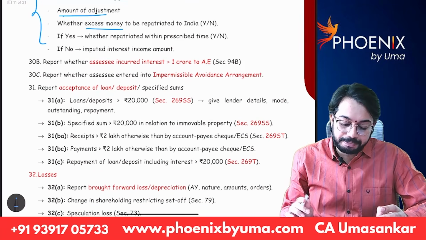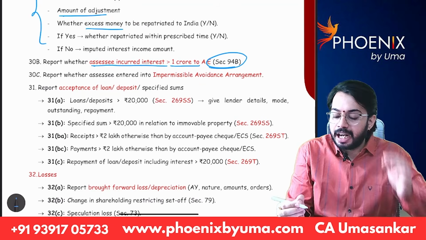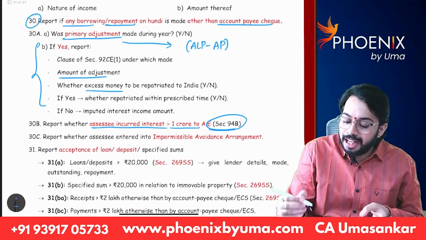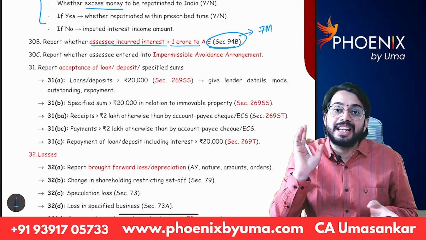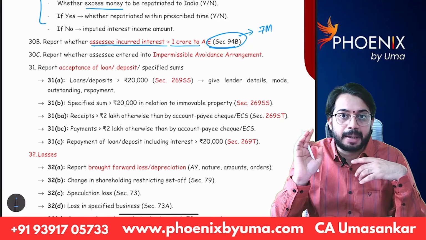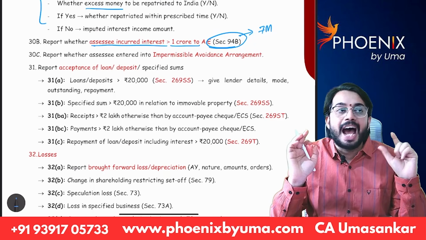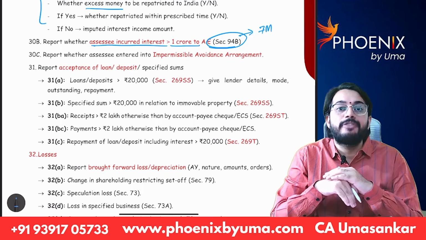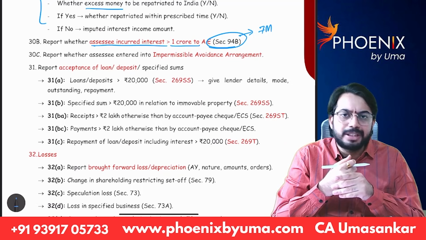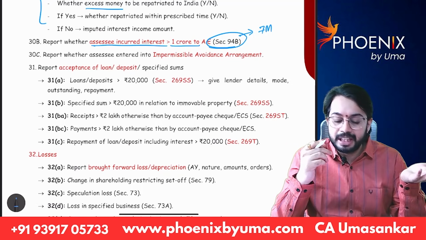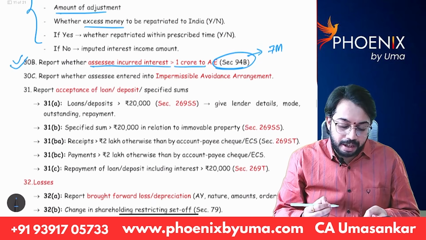Next, 30B. Whether assessee incurred interest more than 1 crore to associated enterprise, section 94B. Actually, section 94B is a 7 marks question. In every attempt he is asking, when you take loan from associated enterprise, you will pay interest. Total interest is not allowed as deduction. Actual interest paid or 30% of EBITDA will be allowed as deduction. So whether any loan is taken from associated enterprise, whether any interest is paid, that information is required to be given in clause 30B. Okay.